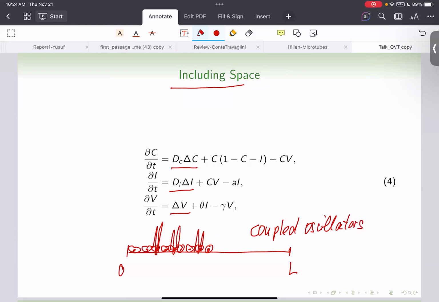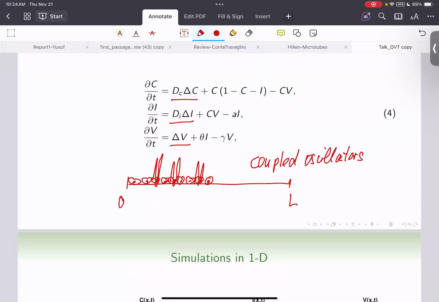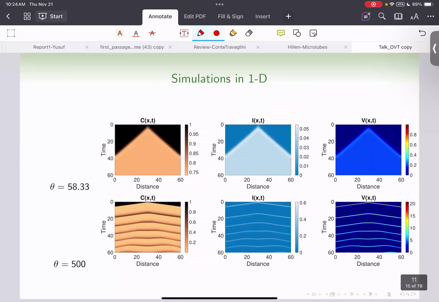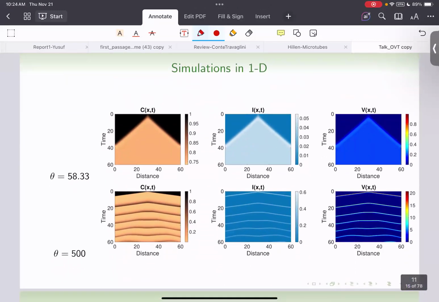Well, they oscillate in the Hopf region. They do not oscillate if theta is small, okay? So if theta is small, then this system is actually boring. But if theta is large, this is non-boring. So here we go. Again, two cases: theta is small, theta is big.